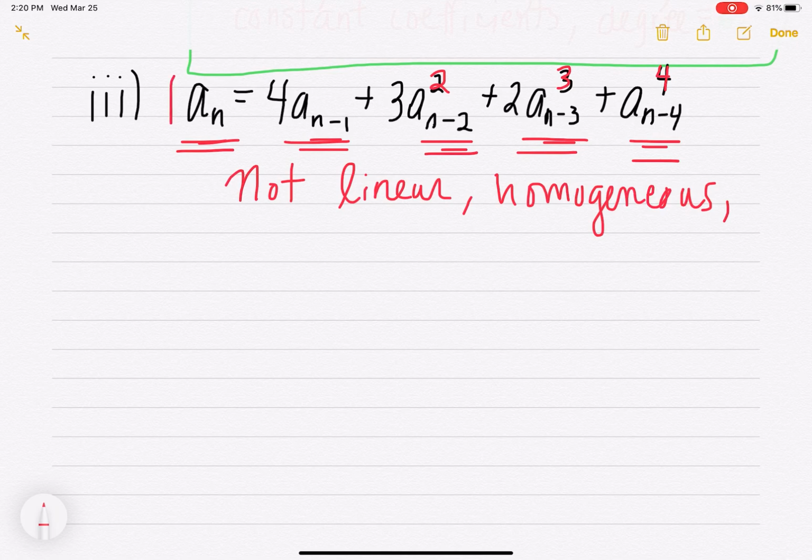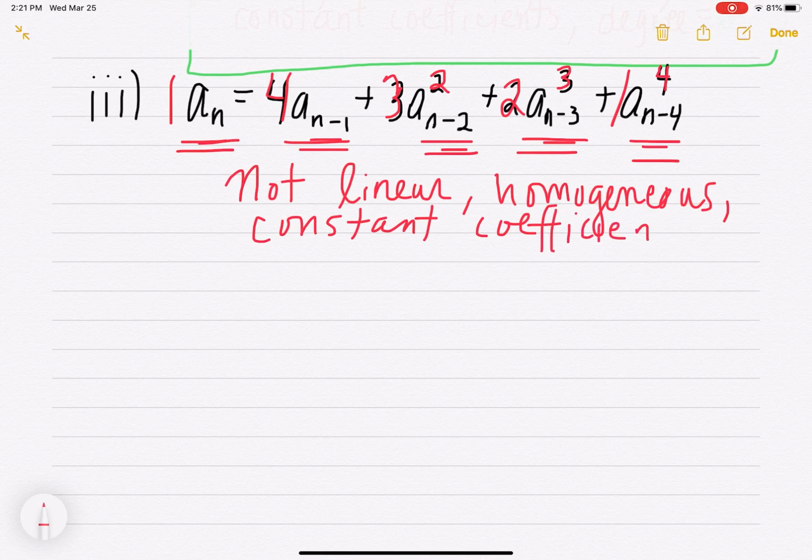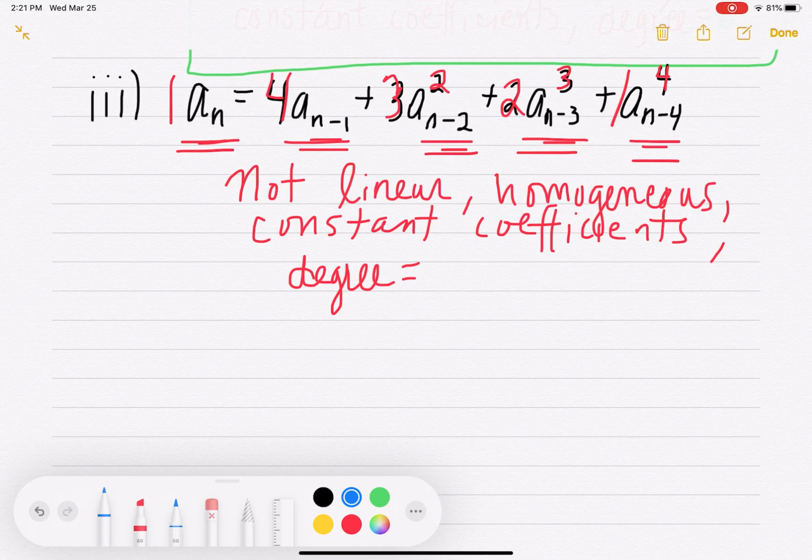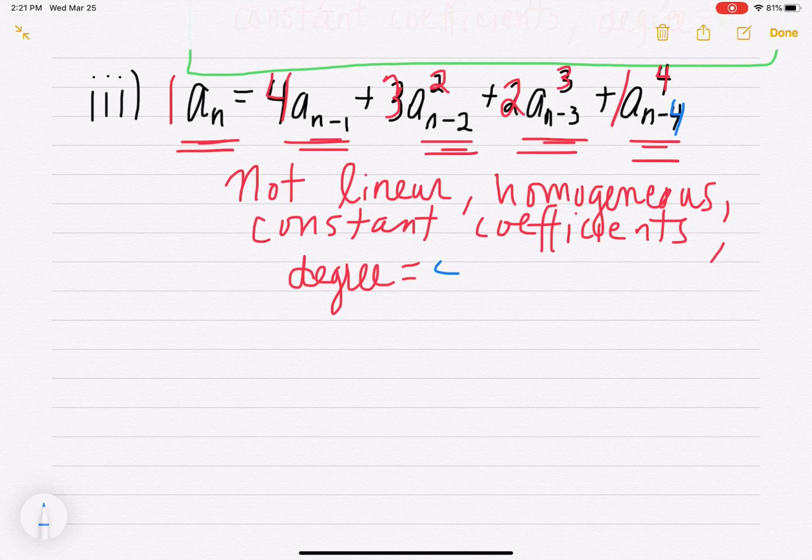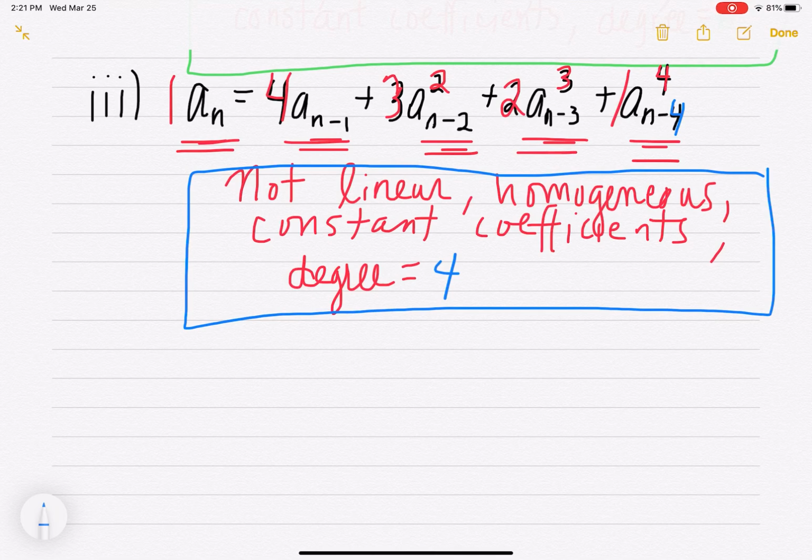It has constant coefficients. You look at the coefficients, they're what? 1, 4, 3, 2, 1. So constant coefficients. And the degree of this recurrence relation is 4. We have n minus 1, n minus 2, n minus 3, n minus 4, so 4 is the degree. So we have a recurrence relation that's not linear, but it is homogeneous and has constant coefficients, and it's of degree 4.